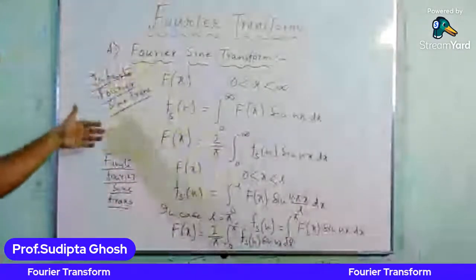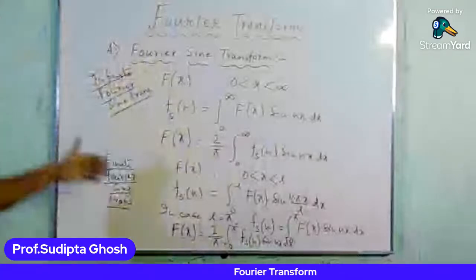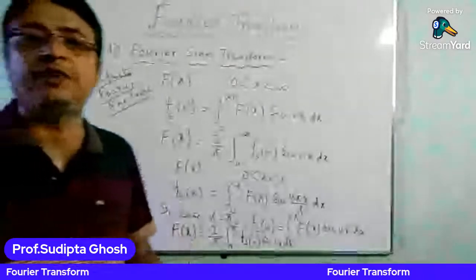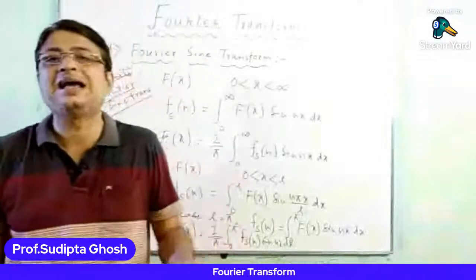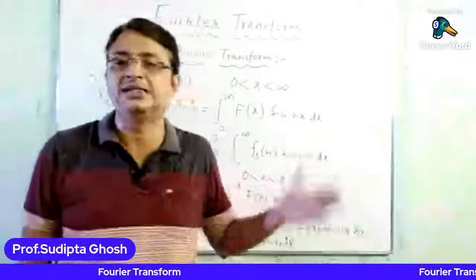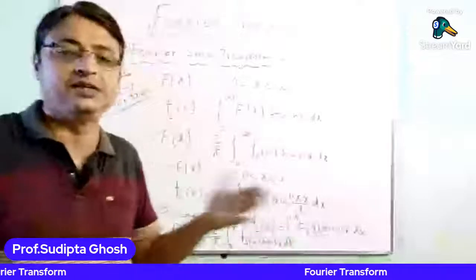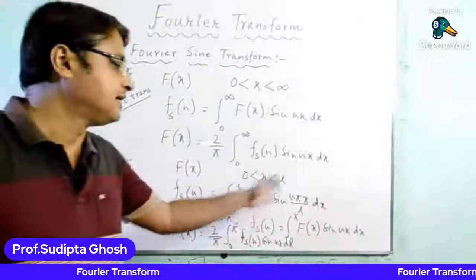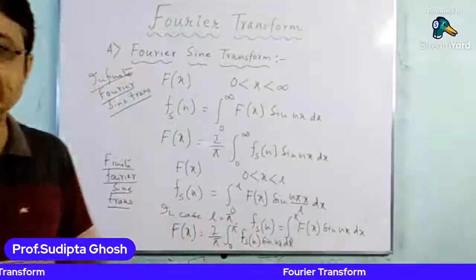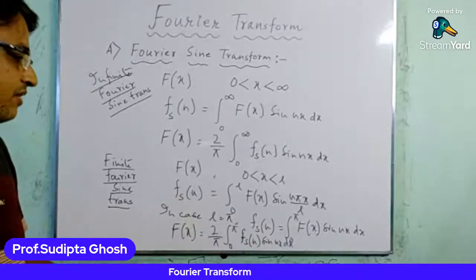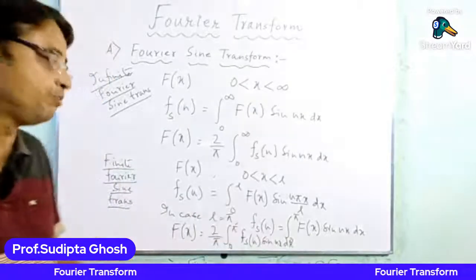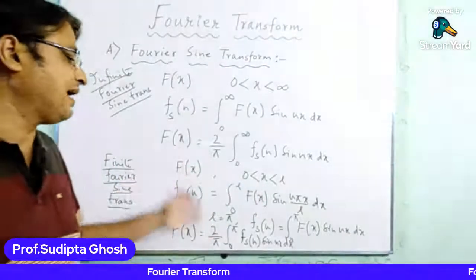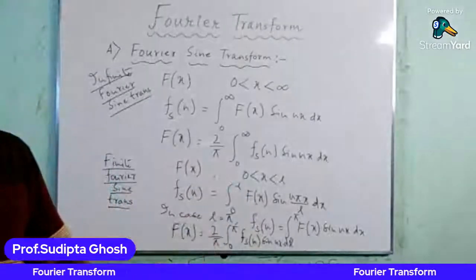So this is the infinite Fourier sine transformation, and then we have the finite Fourier sine transformation, where again a function f of x is defined in such a way that x lies between a finite value, that is 0 to L. Now if x lies between 0 to L, the Fourier transformation becomes integral 0 to L capital F(x) sine(n pi x by L) dx, and the inverse Fourier sine transformation should be capital F(x) equals 2 by pi integral 0 to L, then Fs(n) sine(n pi x by L) dx.